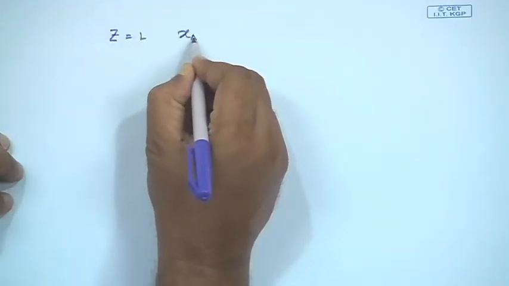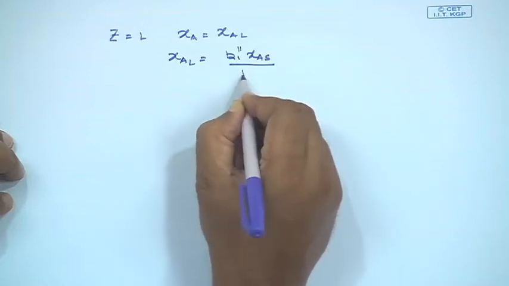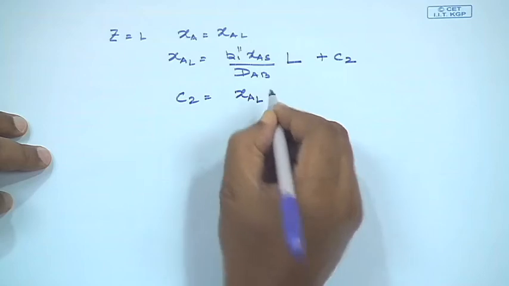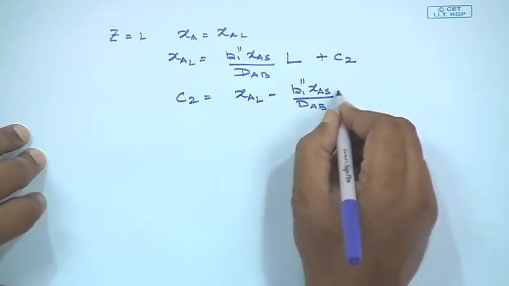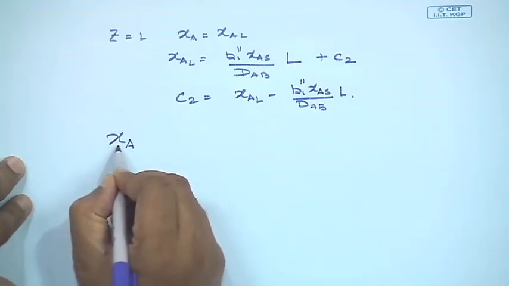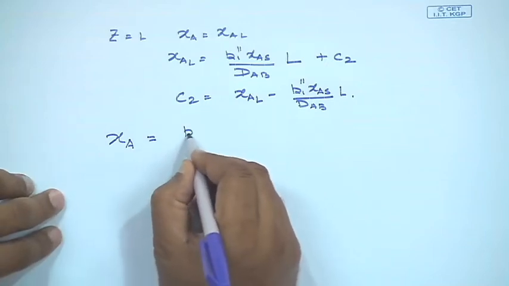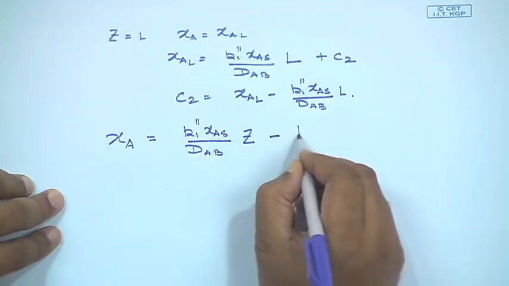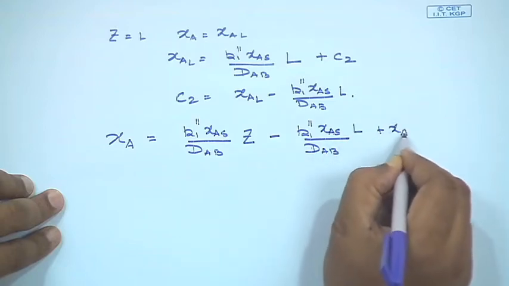So, since at Z equals L, XA is equal to XAL, my XAL would be equal to K1 double prime XAS by dAB times L plus C2, and you would get C2 equal to XAL minus K1 double prime XAS by dAB times L. So, the final form of the mole fraction distribution of component A in the thin film near the catalyst surface would be equal to K1 double prime XAS by dAB times Z minus K1 double prime XAS by dAB times L plus XAL.